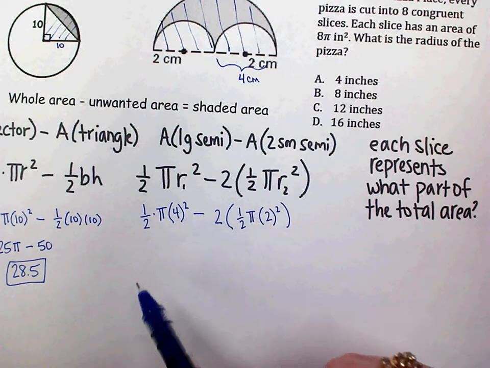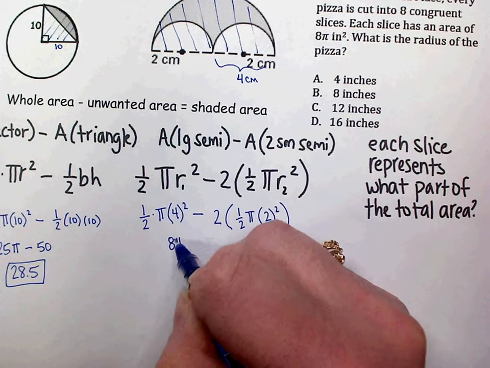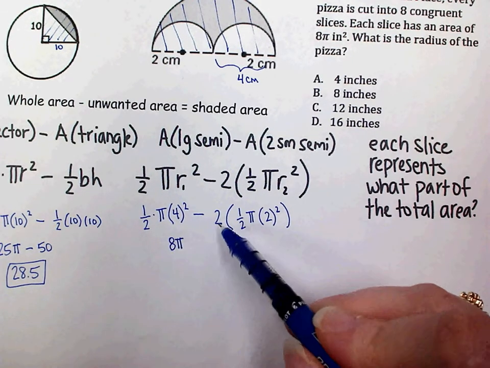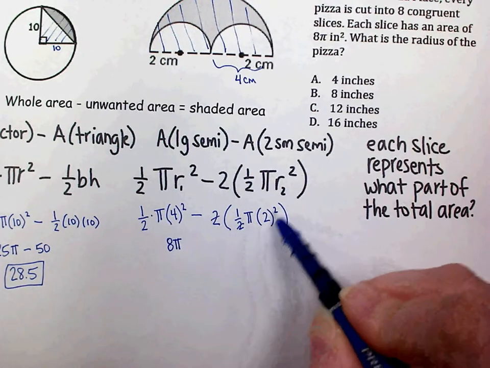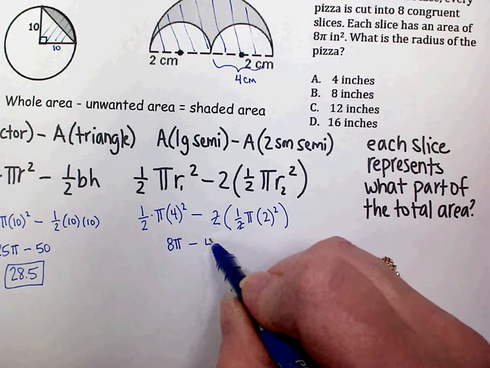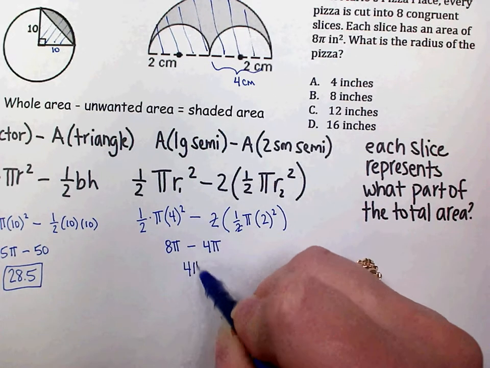4 squared is 16, half of that is 8, so you have 8 pi for the large semicircle. When you do 2 times 1/2, that just cancels away. So you have pi times 2 squared, which is 4 pi. So you have 8 pi minus 4 pi, which leaves you with 4 pi.